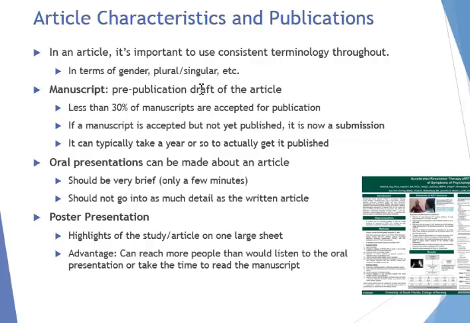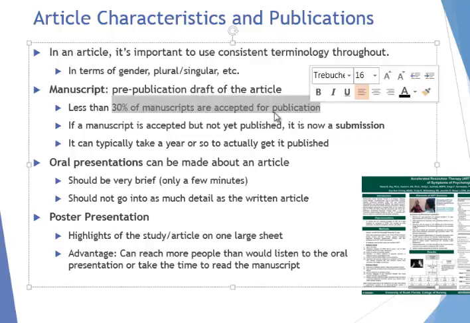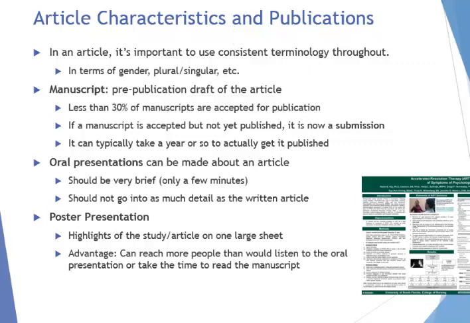A pre-publication draft of the article, in other words, when you first draft the article to begin with, is a manuscript. In other words, before it's published. Less than 30% of manuscripts are actually accepted for publication, which means that more than 70% are rejected. When it is accepted, but it's not yet published, it is now called a submission, and it can typically take a year or more even to actually get it published, even from the time that it's actually accepted.